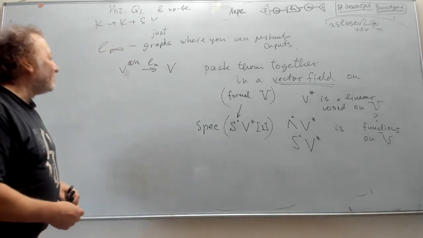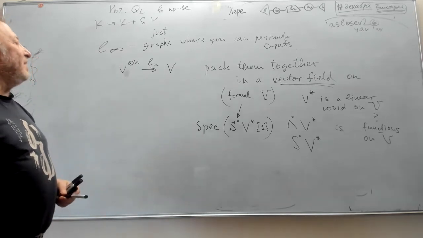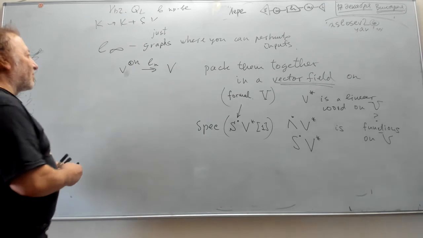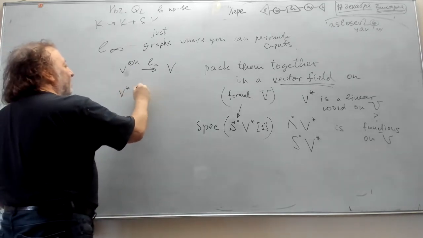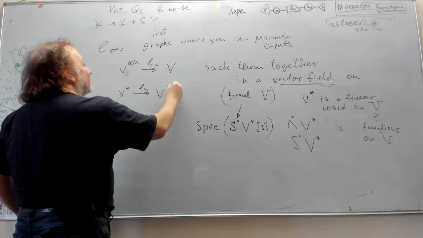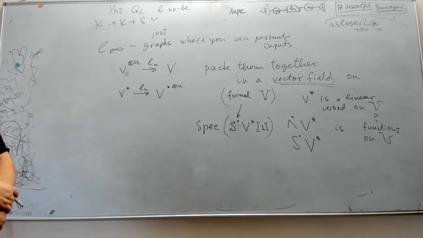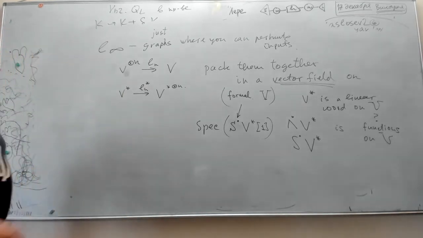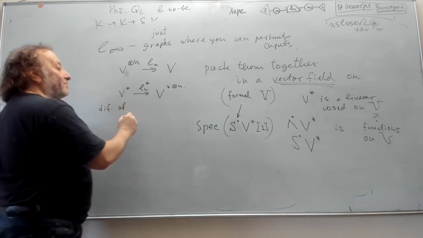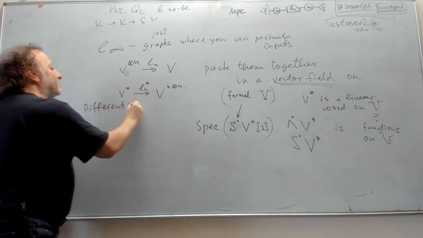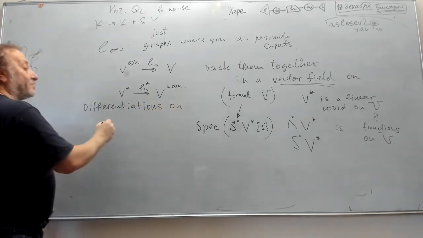Now, I have these operations. Let me dualize. When I dualize, I have maps from V star to V star tensor M. Okay. I may call it dual. Then I may understand these maps as differentiations on formal V.